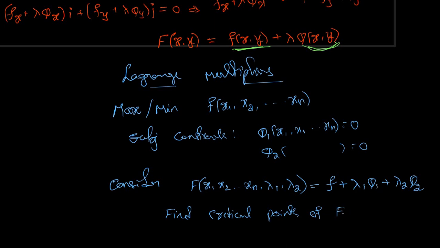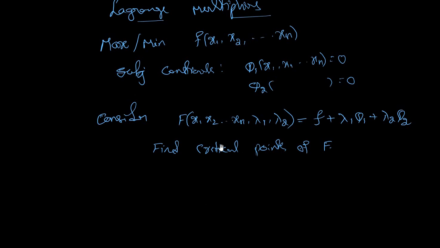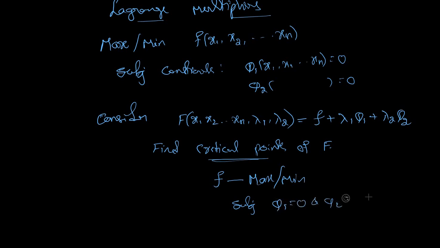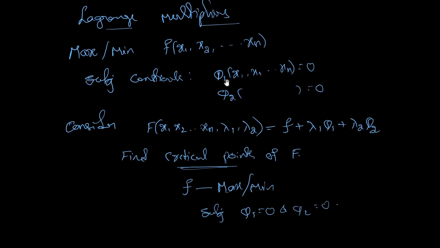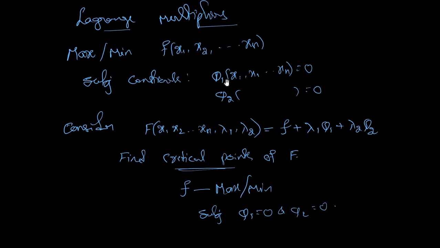So find critical points of capital F, and it is sure that at these critical points this function f either has maxima or minima subjected to the constraint phi 1 equal to 0 and phi 2 equal to 0. Do you understand? So this is what we do in the method of Lagrange multipliers. First you need to identify which function you need to maximize or minimize, and you need to know what the constraints are.